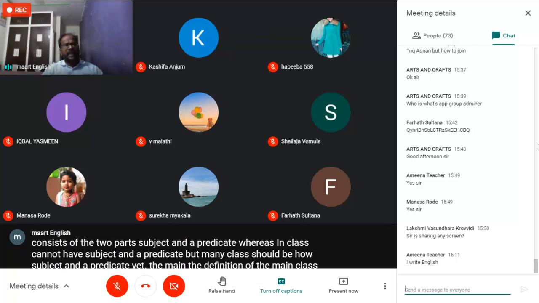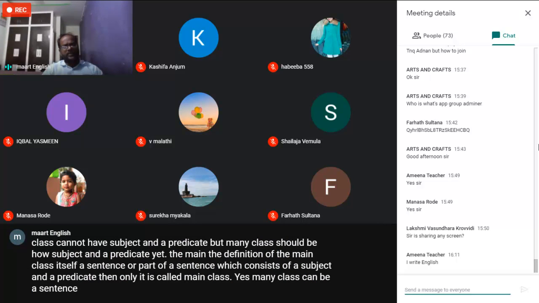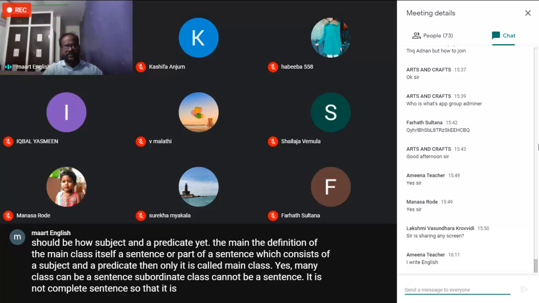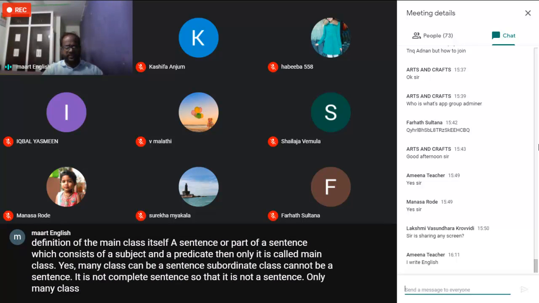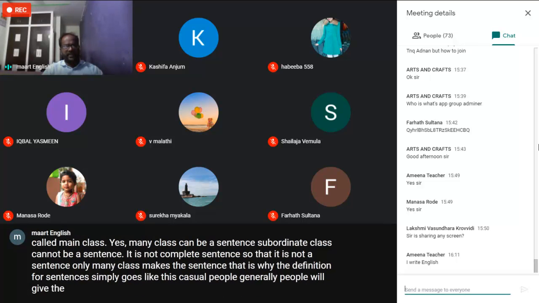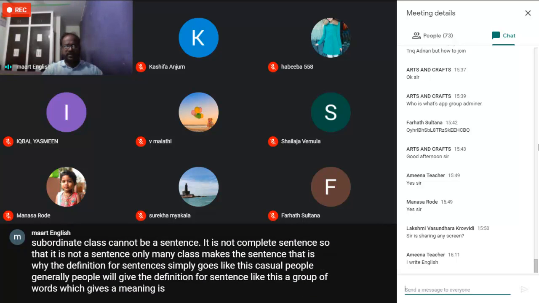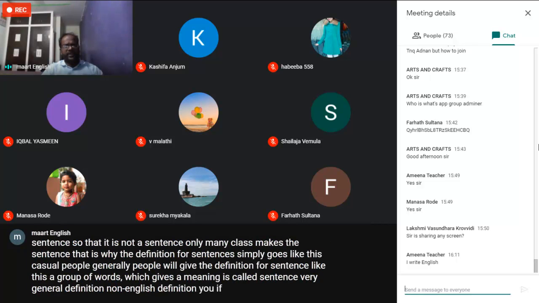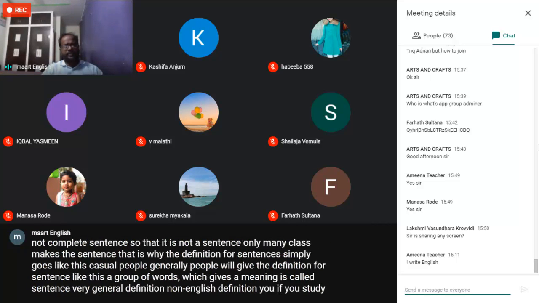Yes, main clause can be a sentence. Subordinate clause cannot be a sentence. It is not a complete sentence. Only main clause makes the sentence. That is why the definition for sentence goes like this. Generally, people will give the definition for sentence like this: a group of words which gives a meaning is called a sentence. Very general definition, non-English definition. If you study ELT, then your definition must be different. You have to give the definition like this.